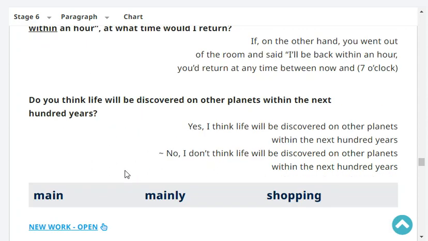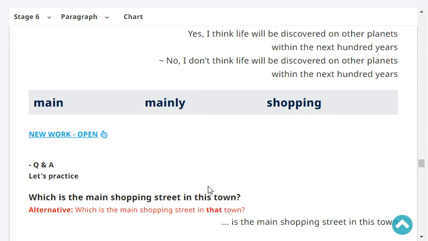Greg, do you think life will be discovered on other planets within the next 100 years? Yes or no? Yes, I think life will be discovered on other planets within the next 100 years. Very good.